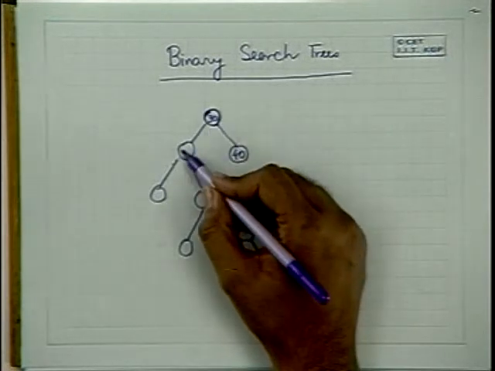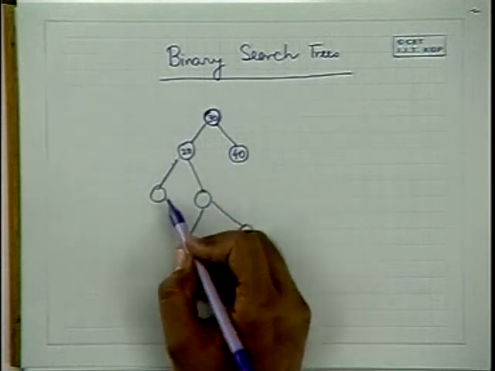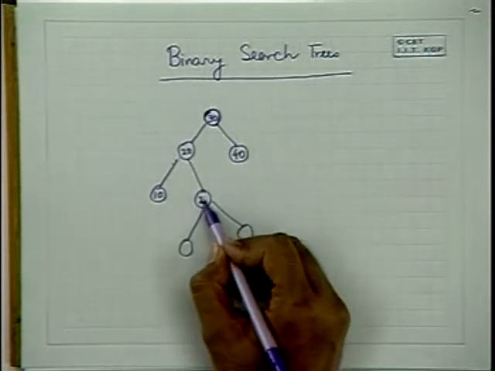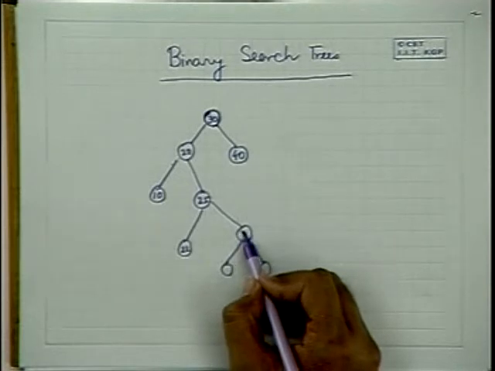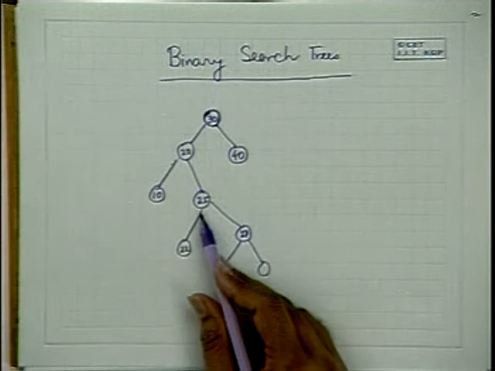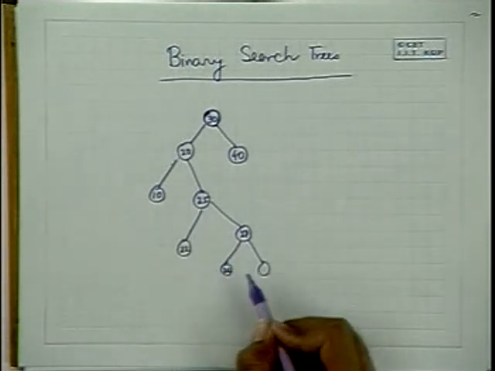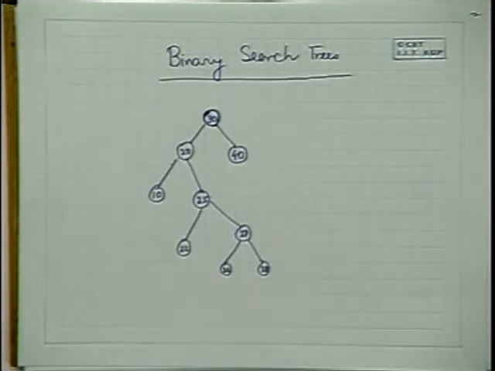So I can put probably 20. If I recurse on this definition, I can put 10, this one was 25, this one 22, this one 27. This one must be greater than 25 and less than 27, so let me put 26, and this is 28. So this is a binary search tree.